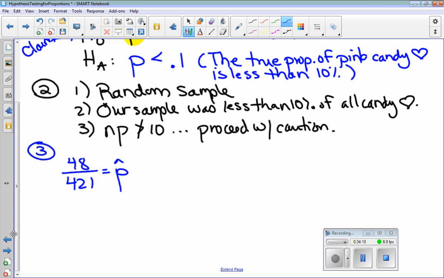Since we're trying to find a z-score, let's draw a normal curve. What's going to go in the middle of our normal curve? The claim. What's the claim? 0.1. The claim means that the average is 10%. That's the claim. Okay? Now, our sample, I'm not sure what that is as a decimal, 48 over 421. Not too far off, right? 0.1111.